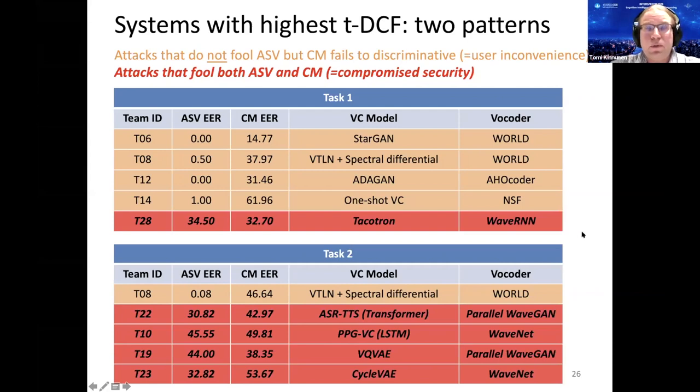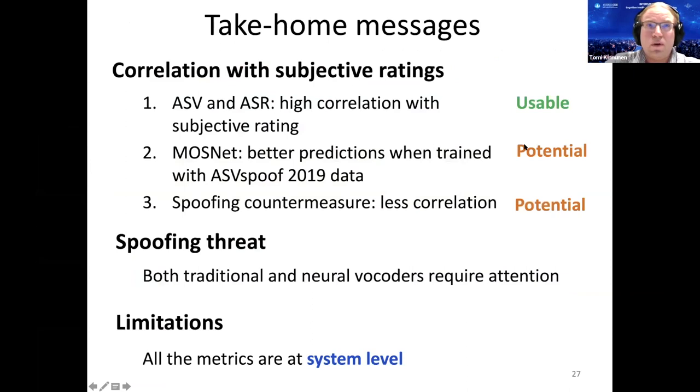So this is what we see in this orange, and this is associated mostly with the classic vocoder type of systems. And the other type of pattern that we see is when both of these systems have high error rates. This takes place with more modern neural vocoder type of systems. So both of these are important to consider in this kind of evaluation. So maybe we can move then to the conclusion.